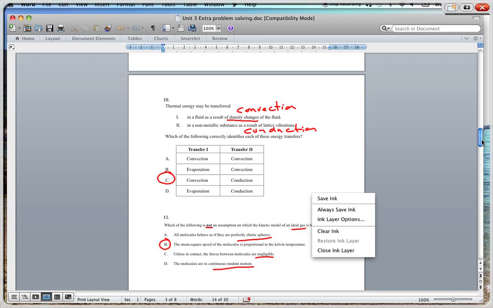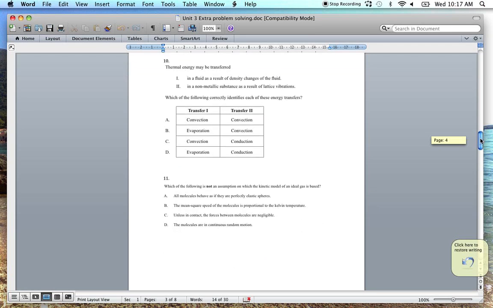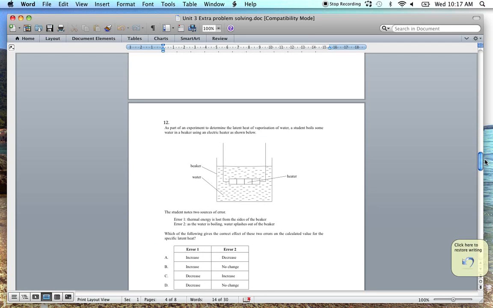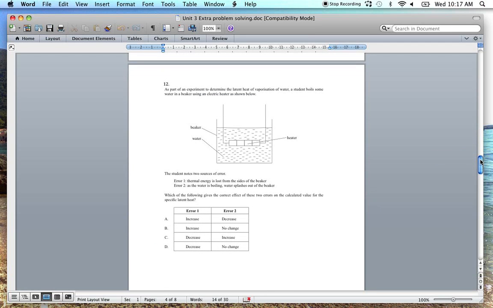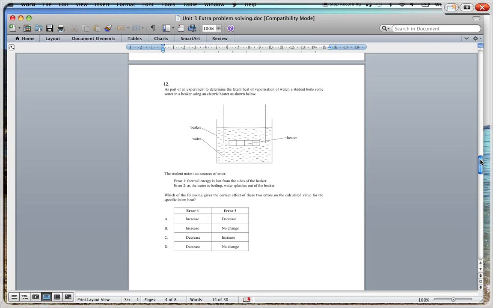And then the last question of the multiple choice, 12 here. We have, as part of an experiment to determine the latent heat of vaporization of water, the student boils some water in a beaker using an electric heater as shown. Now the student notes two sources of error. Thermal energy is lost from the sides of the beaker, and as the water is boiling, water splashes out.